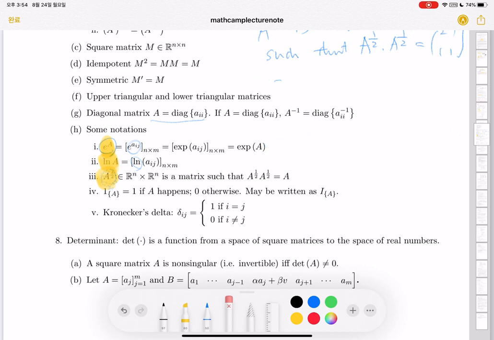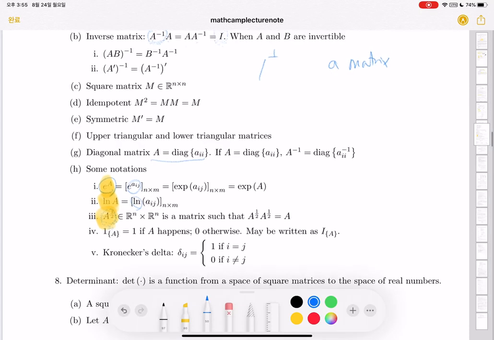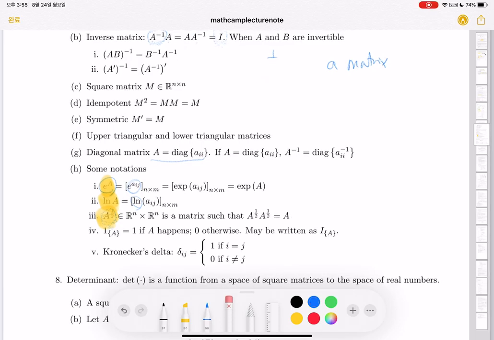Actually, if your matrix is diagonal, then A to the 1/2 is quite easy to find. Suppose your A matrix is 2, 0, 0, 1, then A to the 1/2 is simply square root of 2, 0, 0, 1, right? But if A is not diagonal, it's not easy to find.